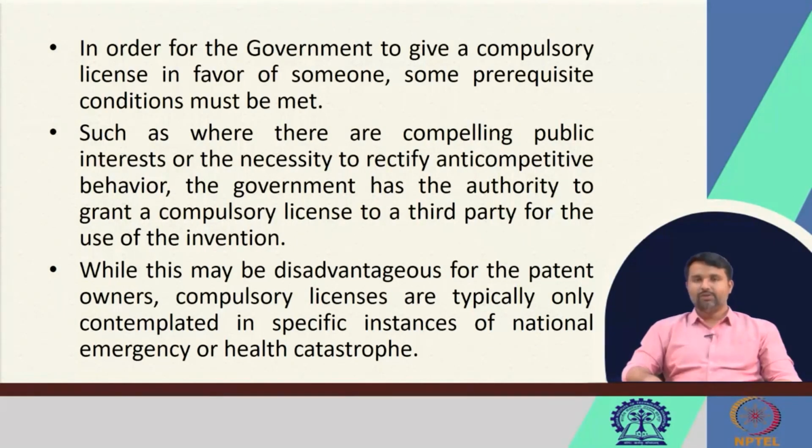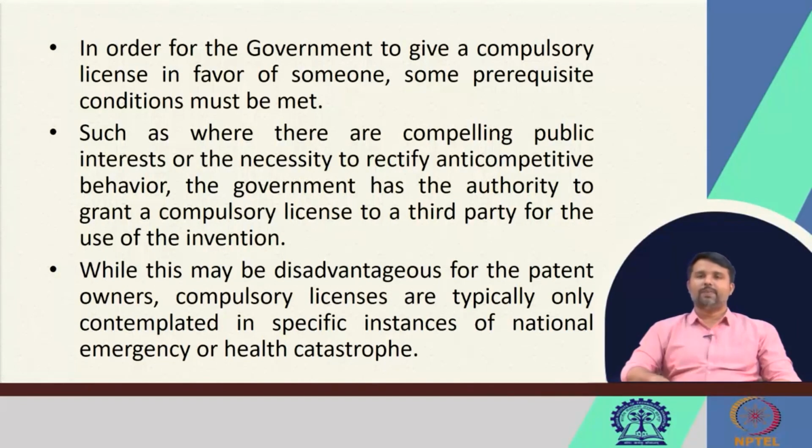In order for the government to give a compulsory license, some prerequisite conditions have to be met, such as where there is compelling public interest or necessity to rectify anti-competitive behavior, the government has the authority to grant a compulsory license to a third party. So, where there is a need to rectify anti-competitive behavior on the part of the patentee, the government has the authority to issue a compulsory license. Similarly, if there is a compelling public interest, in such scenarios also, the government is empowered to issue a license to the third party for manufacturing and selling the drug, which is known as a compulsory license.